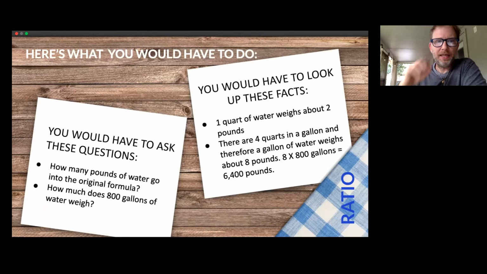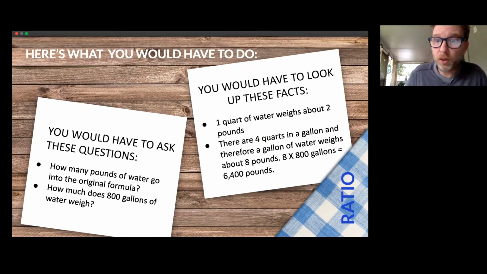You have to figure out how many pounds of water are in the original formula. The original formula is 6 quarts, right? You have to figure that out. Then you have to figure out how much what we want weighs, because we have to keep that in proportion as well. So you can look this up on Google. It took me maybe 20 seconds. A quart of water weighs about 2 pounds. Now it's not exact, but it's close enough.